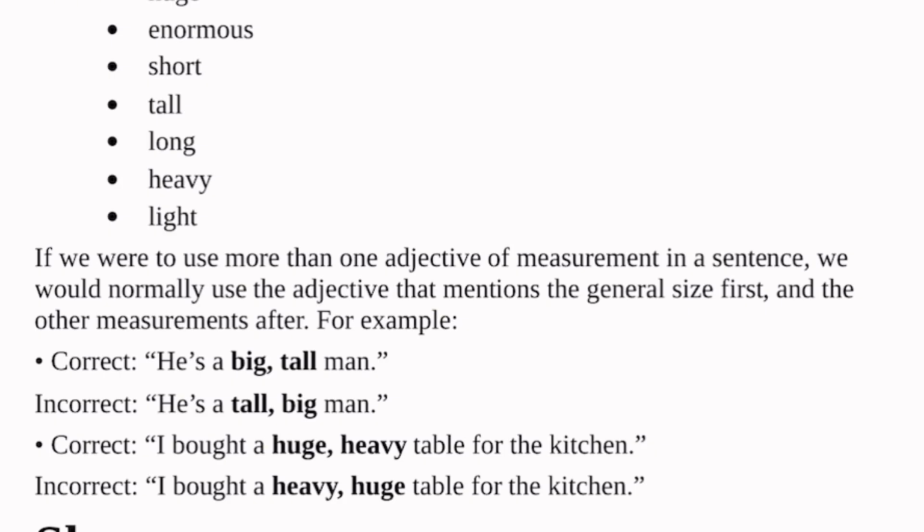Big is a general measurement because a person can be big, a house can be big, an animal can be big. Do you understand? But you can say tall. Tall is not really general. So that's why we say he is a big, tall man, not a tall, big man. I bought a huge, heavy table for the kitchen. That's correct. Not I bought a heavy, huge table for the kitchen.